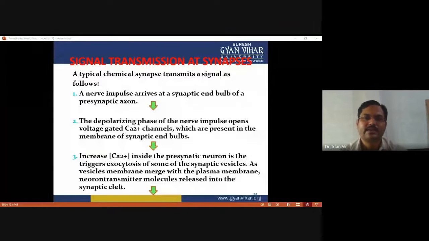A typical chemical synapse transmits a signal as follows. First of all, a nerve impulse arrives at the synaptic end bulb of a presynaptic axon, and the depolarizing phase starts. The nerve impulse opens voltage-gated calcium ion channels present in the membrane of the synaptic end bulb, and this increases the calcium ion concentration inside the presynaptic neuron, which triggers exocytosis of some of the synaptic vesicles. As the vesicle membranes merge with the plasma membrane, the neurotransmitter molecules are released into the synaptic cleft.